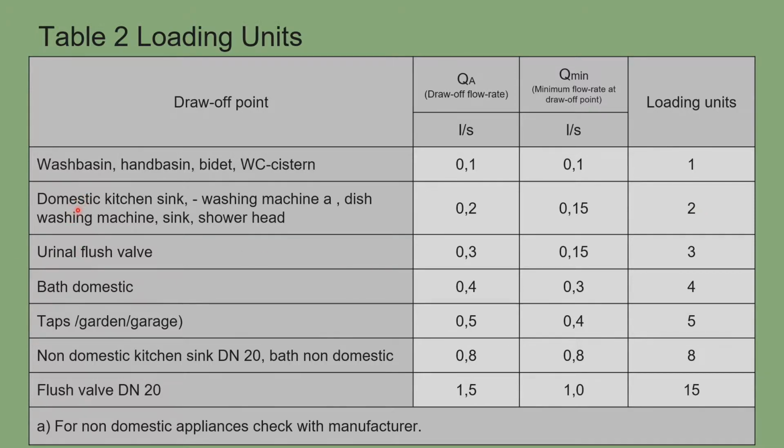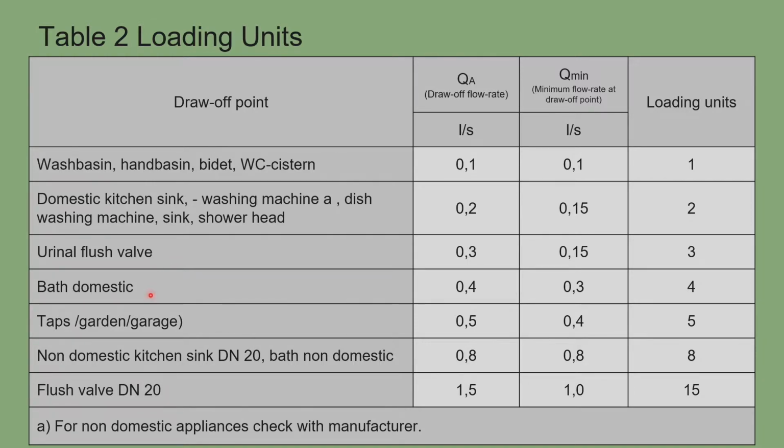What have we got here? Kitchen sinks, washing machines, dishwashers, sinks and shower heads are given 2 loading units. A urinal flush. This is a fairly new thing that I've not seen many out there in the world because there were a few problems with them coming in and being passed. But there are a couple of pubs and restaurants now that have them. These are little flush valves that you whack on the wall and it flushes the urinal. These are given a loading unit of 3.